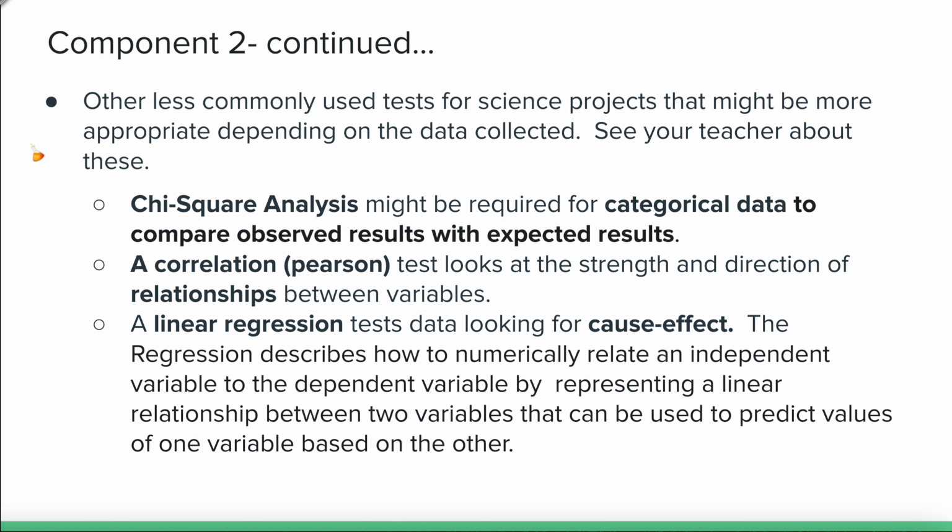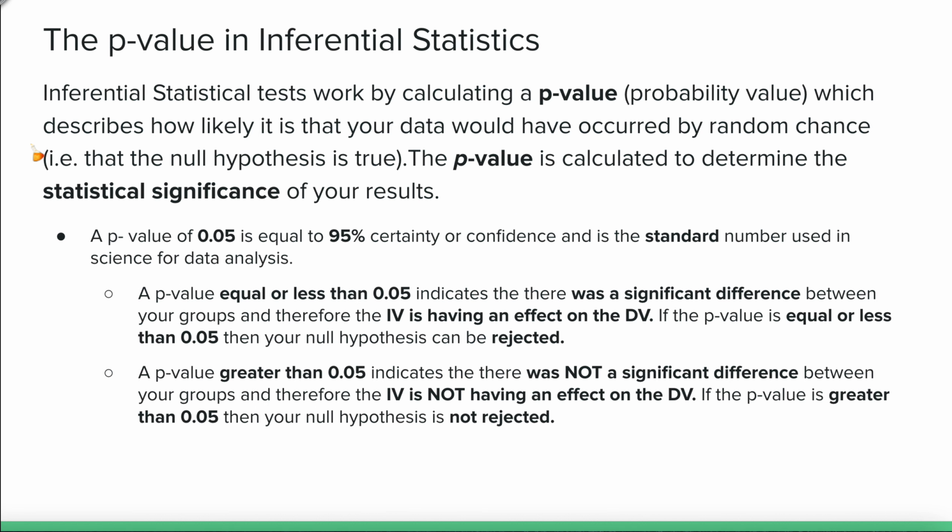Other less commonly used tests for science projects that might be more appropriate depending on the data that you collected are the tests below. You're going to have to see your teacher about these. Chi-square analysis might be required for categorical data. A correlation or Pearson correlation and a linear regression look at strength and direction of relationships. These kinds of tests look for cause and effect. There are some great tutorials on how to conduct these types of statistical analysis.